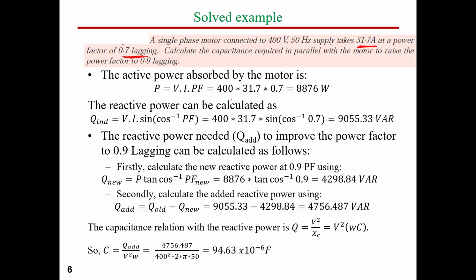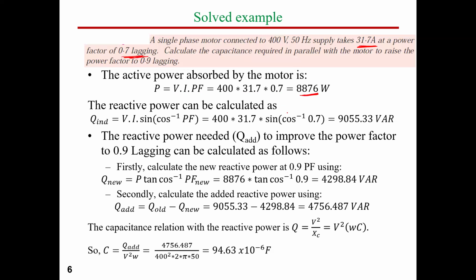So firstly, let's calculate the active power of our load, which is going to be constant. Whatever the power factor correction, the power has to be the same. This is single phase, so power equals V times I times power factor. Volt is 400, current is 31.7, power factor is 0.7. So this is the amount of active power needed for this load.